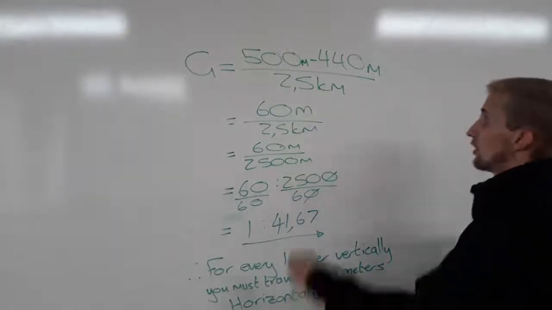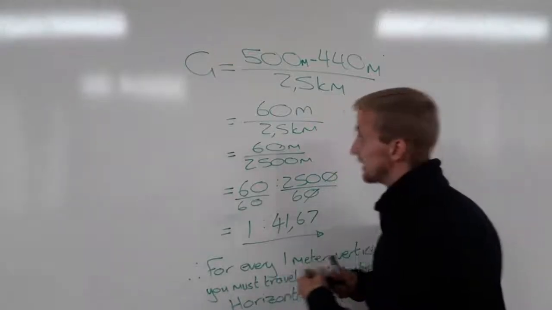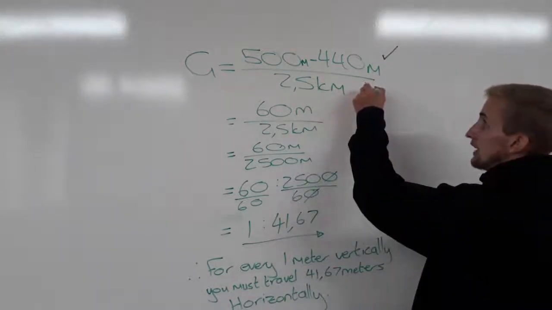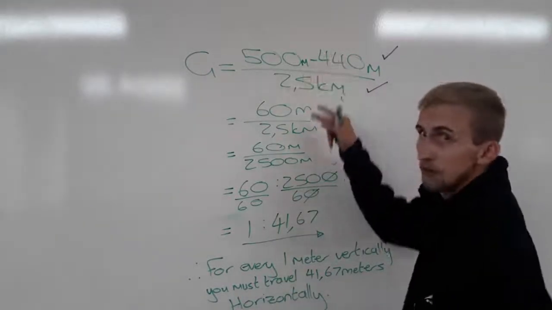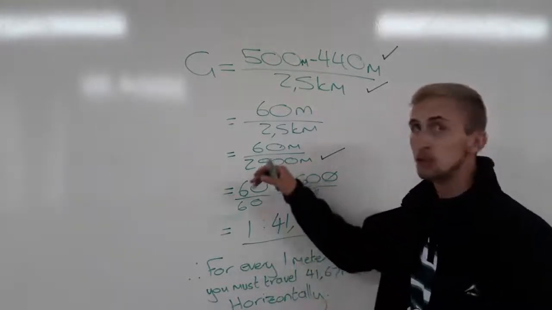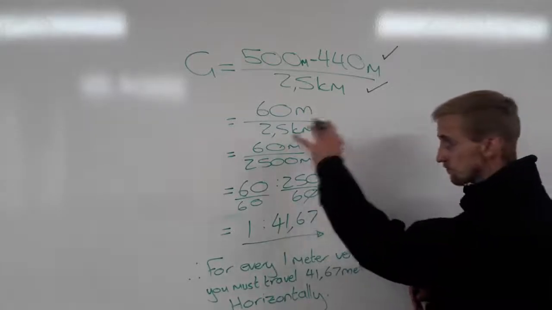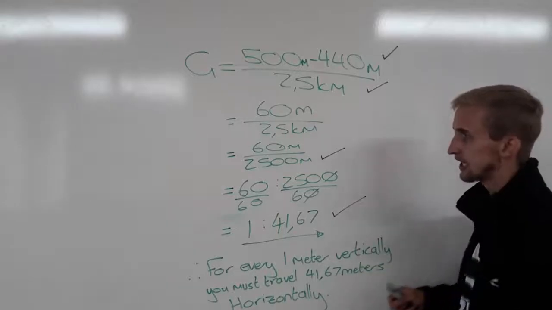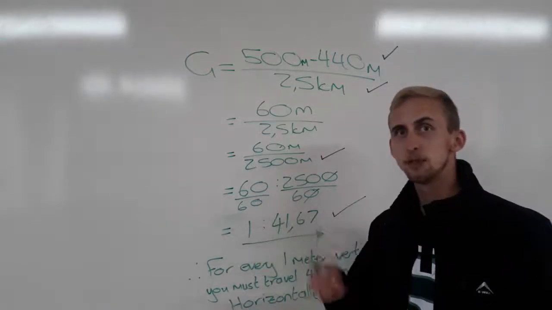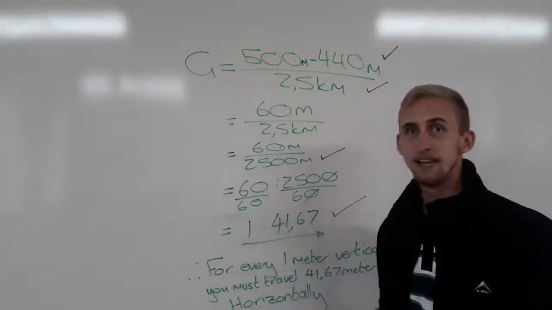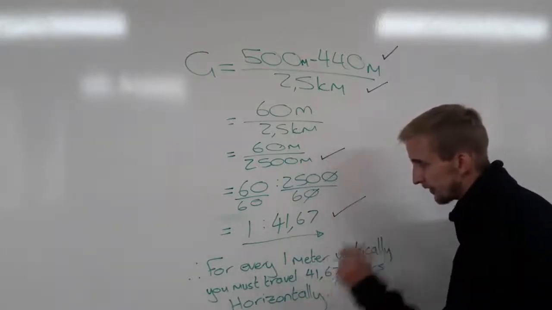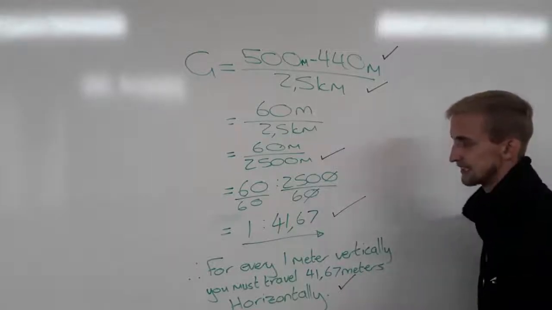The marks will go as follows. You get 1 mark for saying 500 minus 440, so your height difference. 1 mark for giving me your distance, and having them in the correct order. You then get 1 mark for converting to 2,500 meters. After that, you will get a mark for your final answer, because you put it in a ratio and divide it by 60 to get it equal to 1. Remember you always want to get the left, or the smallest, equal to 1. The smallest will always be on your left. Then, your final mark, the 5th mark, will be that sentence.